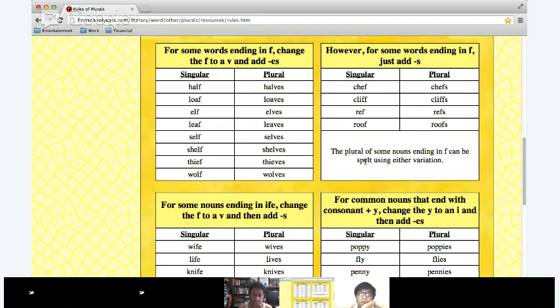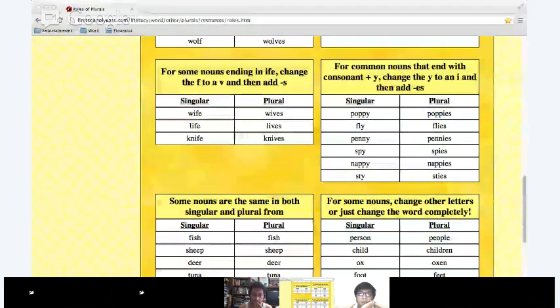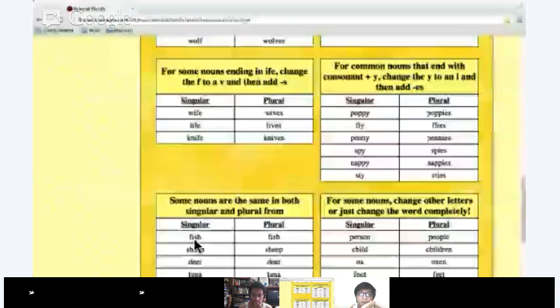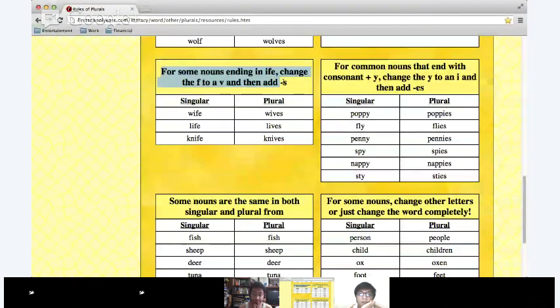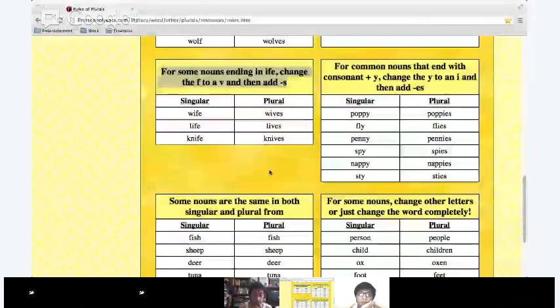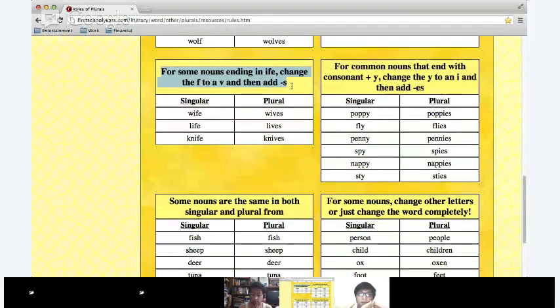All right, let's talk about some other words ending in F, and we'll go to Ahmet. Please read this box here. Okay, let's go to Adela. Adela, let me have you read this box here. Yes, for some nouns ending in F or FE, change the F to a V and then add an S.